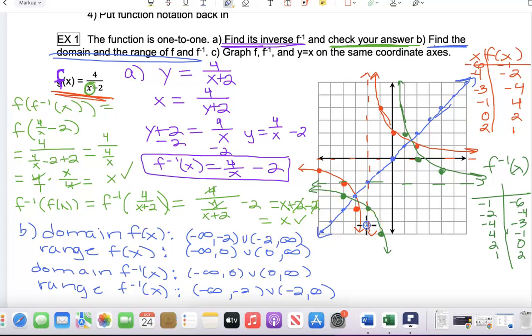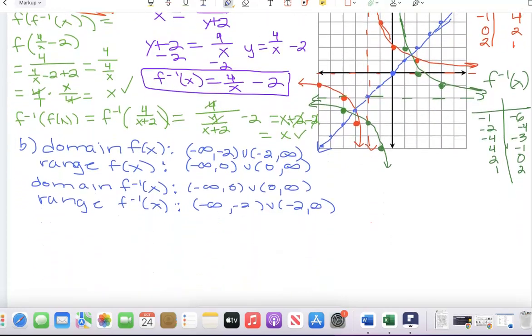When you complete the graph, you have to make sure that your graphs do indeed look like, if you folded them on y equals x, that they would line up on top of each other, which in this case, it definitely appears that way. And you can fold your paper if you'd like to test that out.